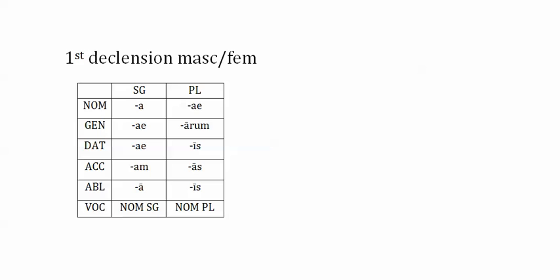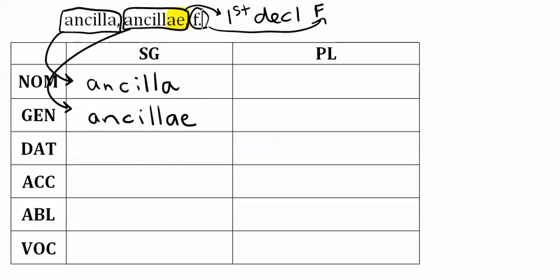And here we have the matching chart, first declension, masculine or feminine. My noun is first declension feminine, so this is the chart that it will use. Now, I was supposed to look and see where I am supposed to copy the nominative singular. Well, it turns out that the vocative singular on this chart happens to be the exact same as the nominative singular. So I'm going to copy that form into the vocative singular.